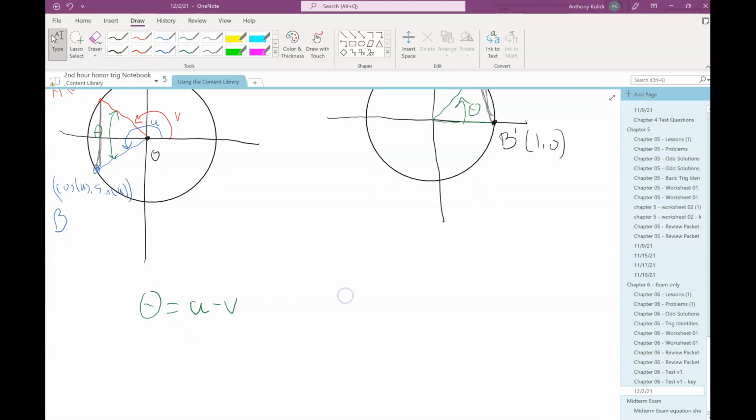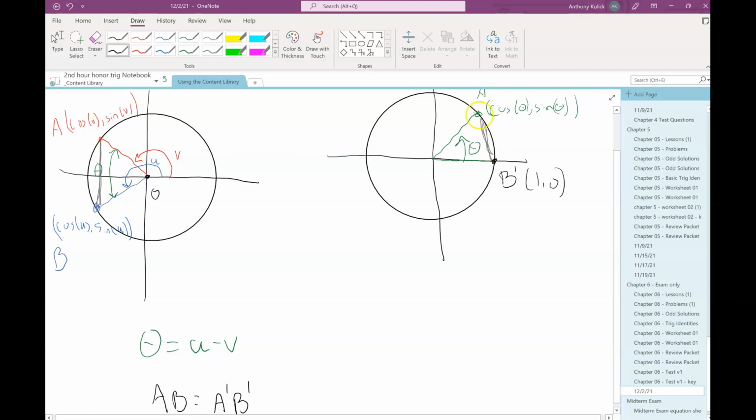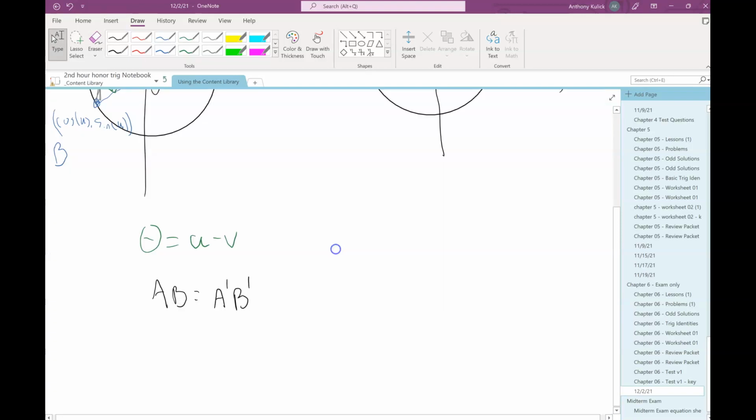So we can say then that AB has to equal A prime B prime. So the length of segment AB has to be the same as the length of segment A prime B prime, because that angle theta is the same size, because to get the second picture there, we just translated that angle theta so that it was in standard position. We just picked it up and moved it, so one of the arms of our angle lies on the positive x-axis. Okay, so everything is the same. So those segment lengths have to be the same.